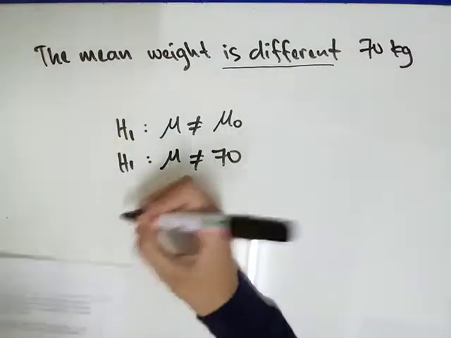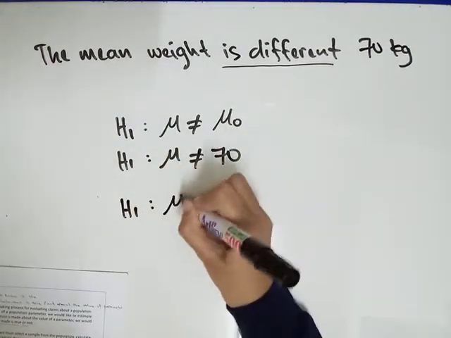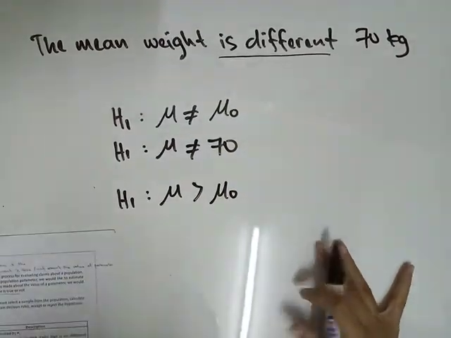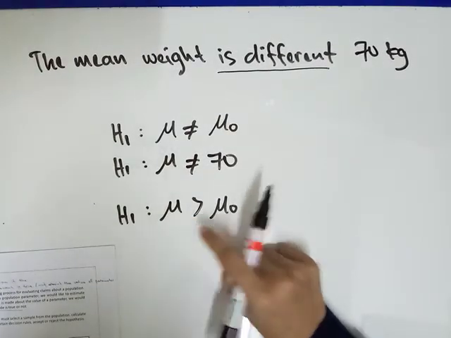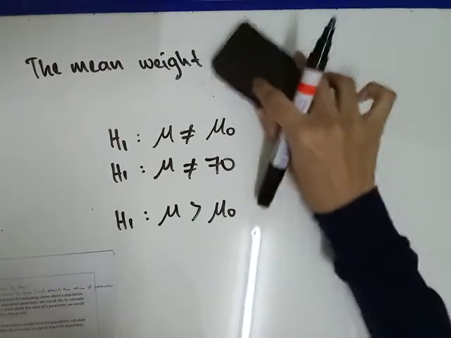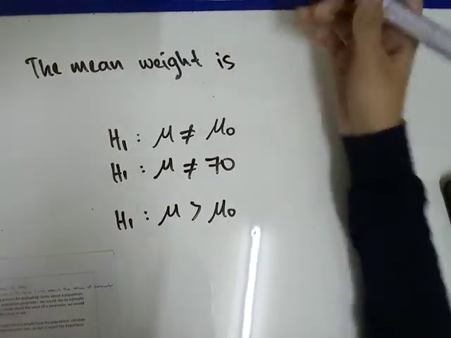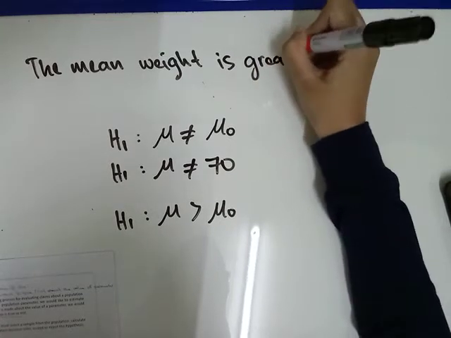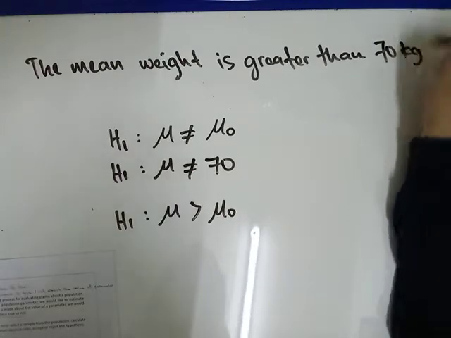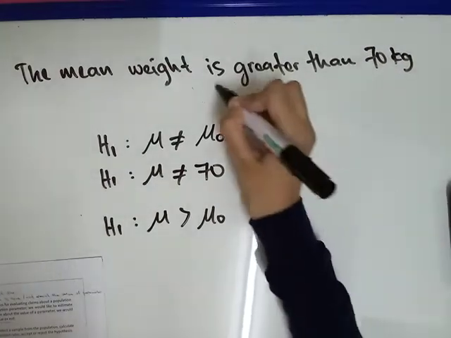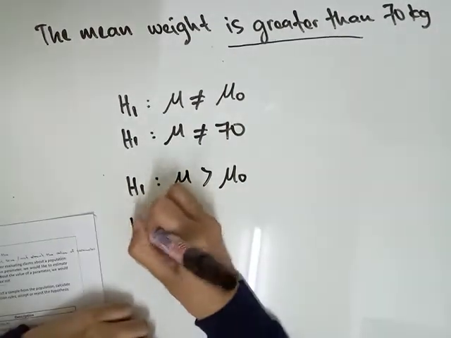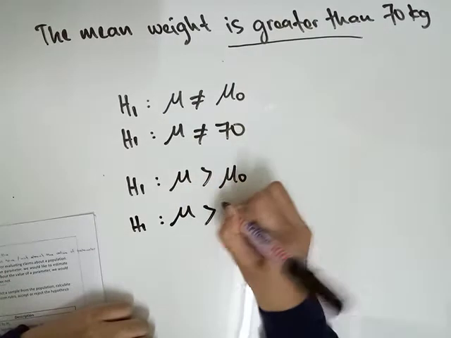Second part, H1 will be denoted as mean more than mu naught. So how do we know the sign is more than? When the statement gives us, for example, the mean weight is greater than 70 kg. So the keyword is greater than. Okay, so it will be denoted as H1: mean more than 70.